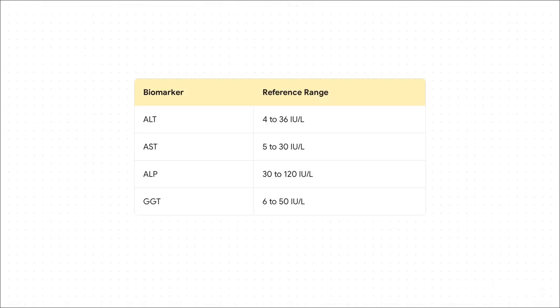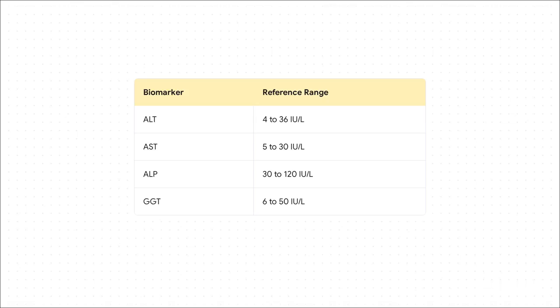Let's take a look at the standard reference ranges for these primary biomarkers. ALT typically ranges from 4 to 36 IU/L. AST sits between 5 and 30. ALP ranges from 30 to 120, and GGT generally falls from 6 to 50.